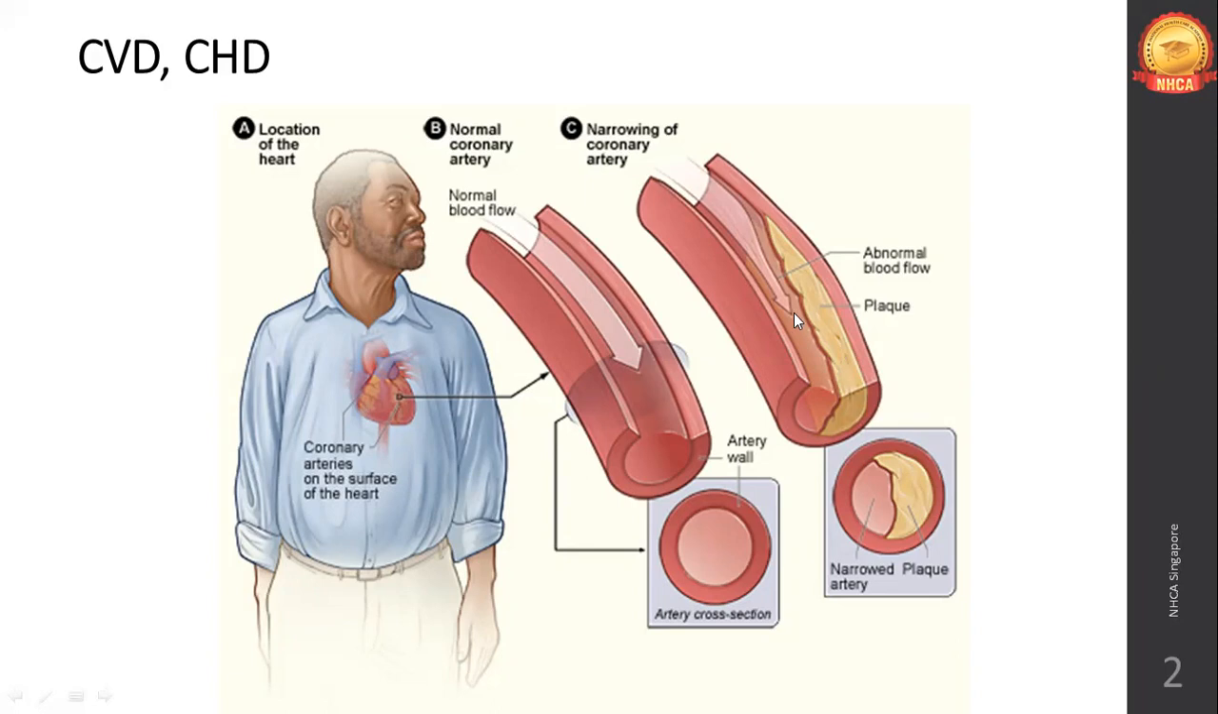And when the coronary arteries become completely blocked, the part of the heart muscle which was supposed to receive the blood supply suddenly will not receive any blood supply. It will undergo necrosis. Okay, that's how you get myocardial infarction, heart attacks. Okay.